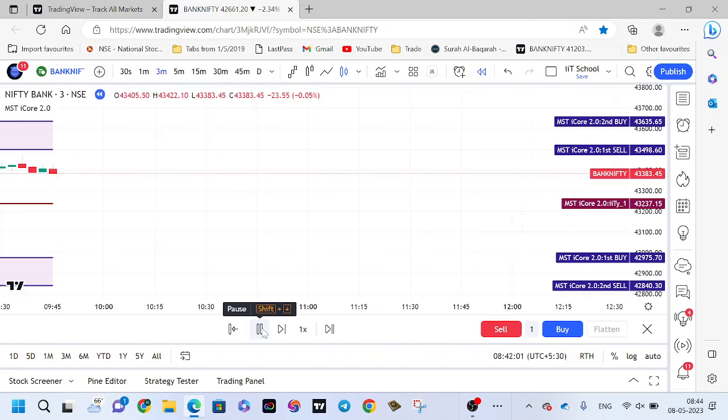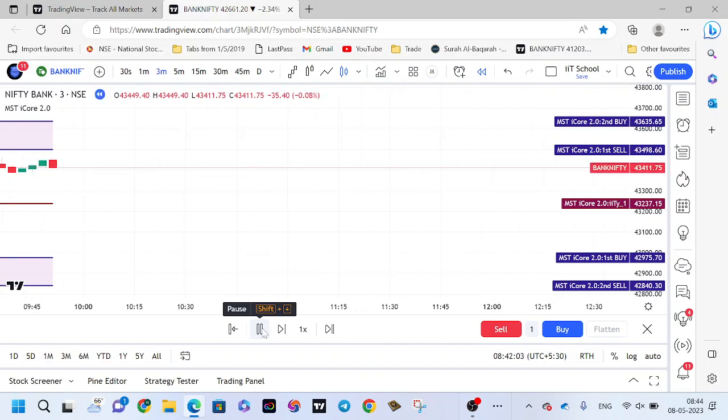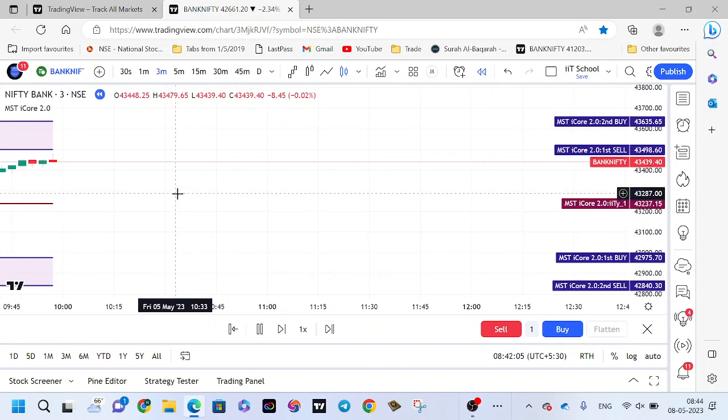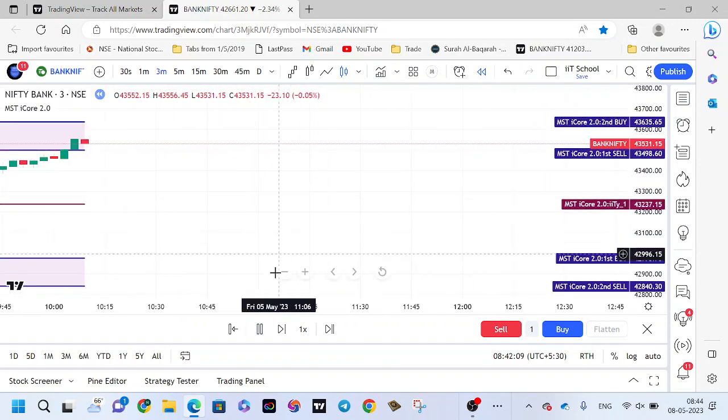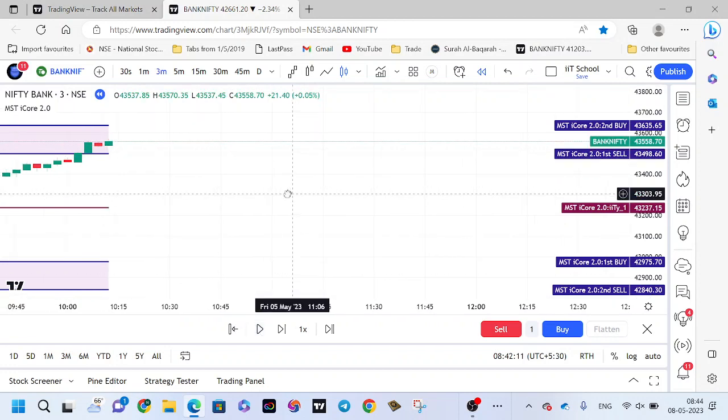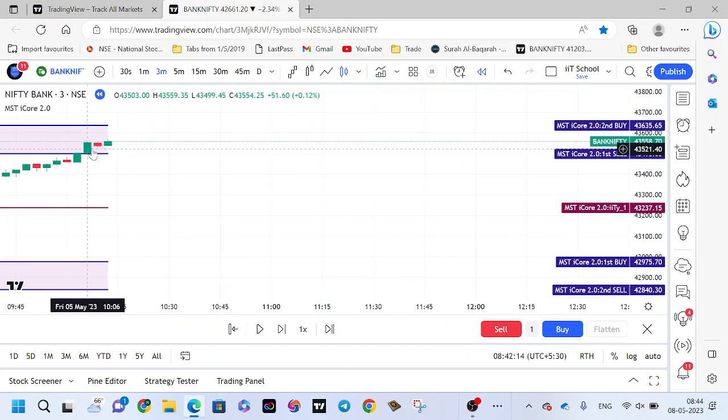It has not reached either the top level or the bottom line level. So we are waiting for the entry. Yeah, now we are getting the entry at the sell side. See here, we got the entry for the put option.